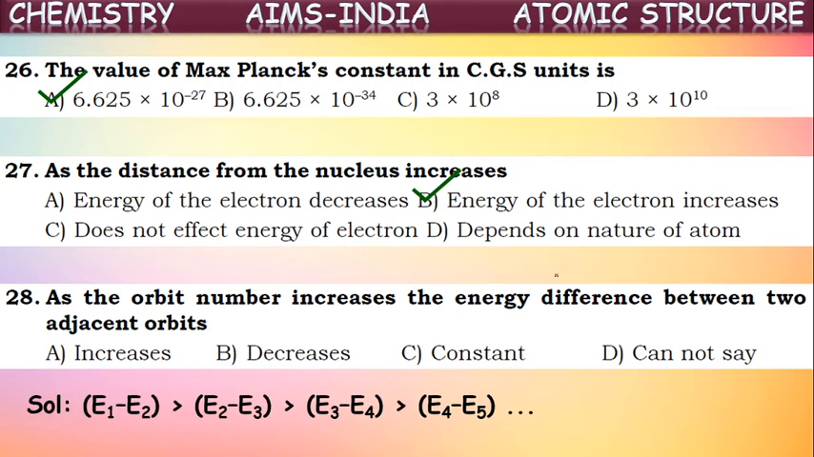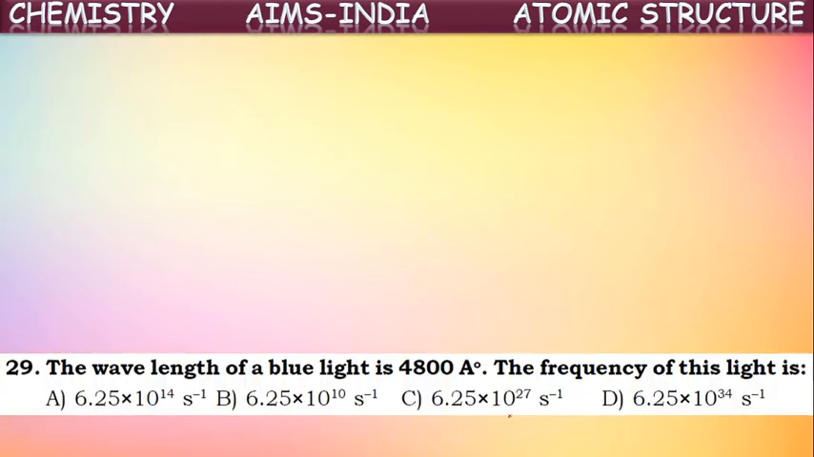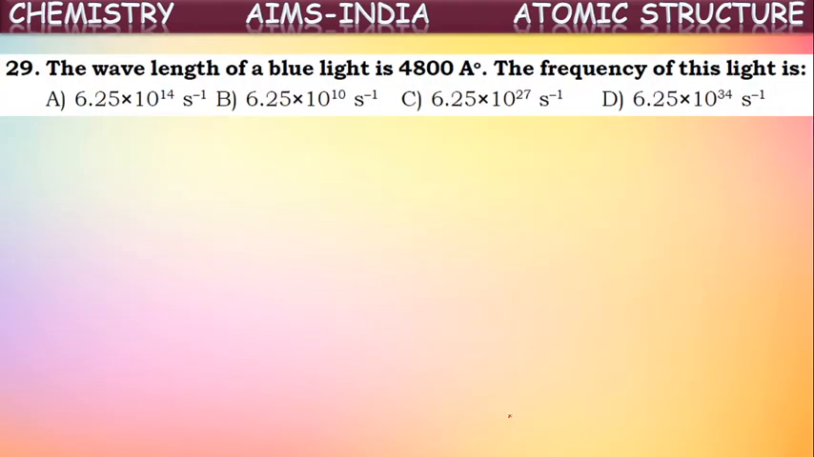See here like this. The energy difference between E1 and E2 is greater than the energy difference between E2 and E3. And it is greater than the energy difference between E3 and E4. So in this way, as the distance from the nucleus increases, the difference between the energies of adjacent orbits decreases. Okay, got the point? It decreases. Next one, the wavelength of a blue light is 4800 angstroms. The frequency of the light is.